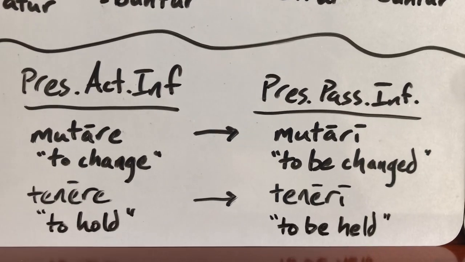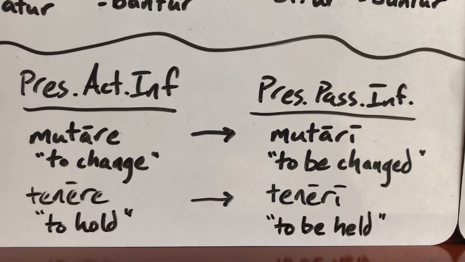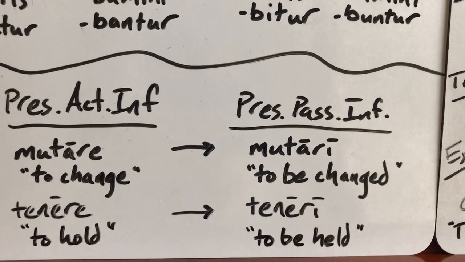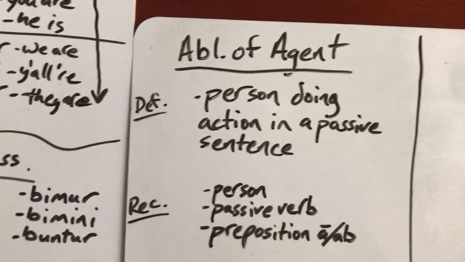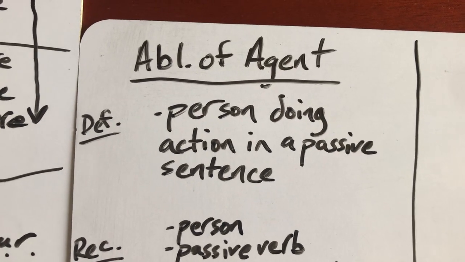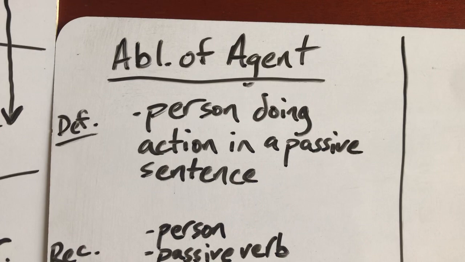All right, so that is how you do present passive infinitives. Okay, now, one other thing really for today, we're going to talk about a new ablative use, okay? And this is called the ablative of agent, okay? You can think James Bond or something like that.